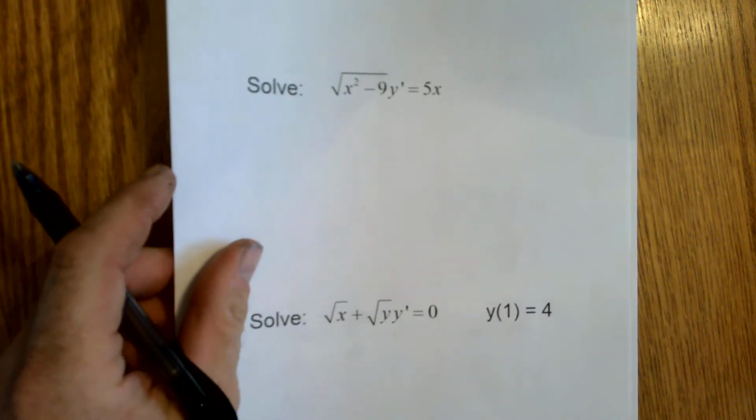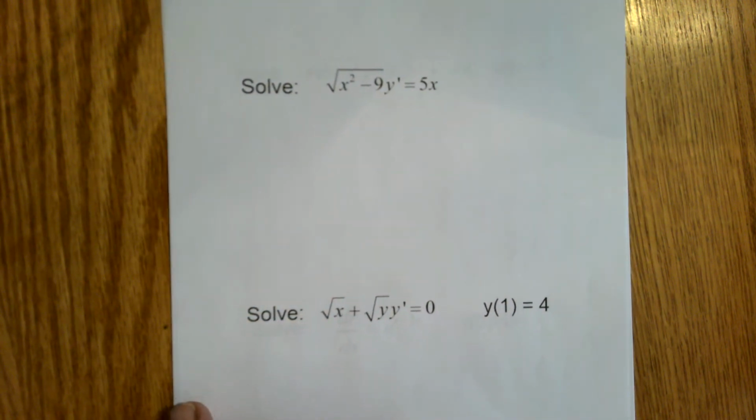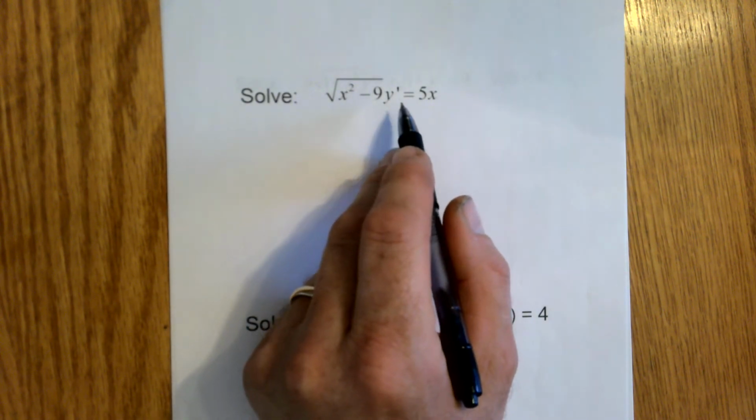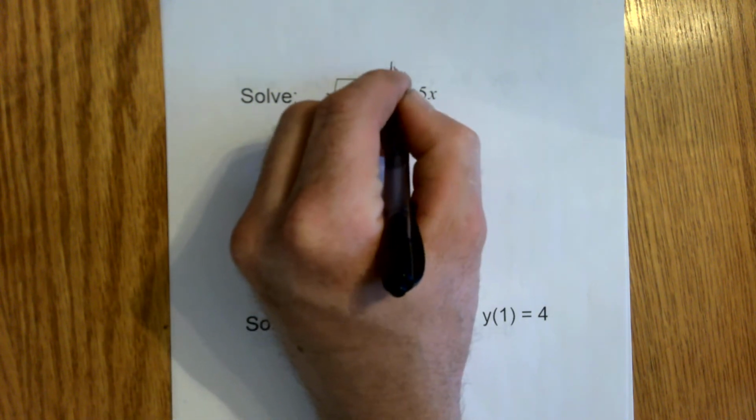We have more problems. We had another page that's stuck in there. So here's a radical problem here. We have the square root of x squared minus 9 times y prime equals 5x. So again, I'm going to change that to dy dx.